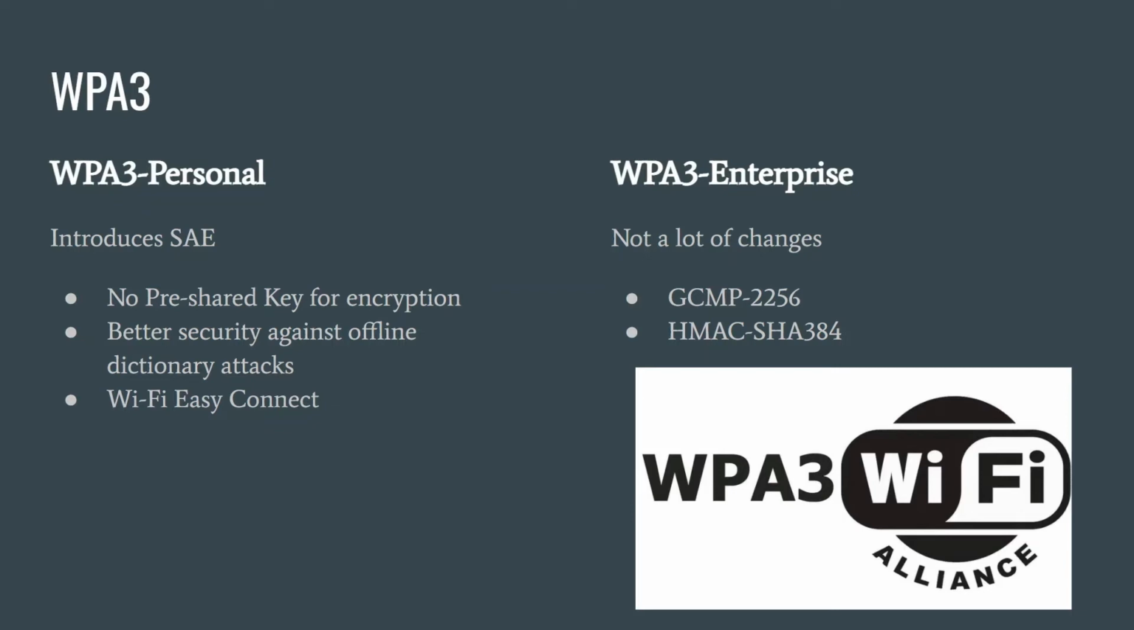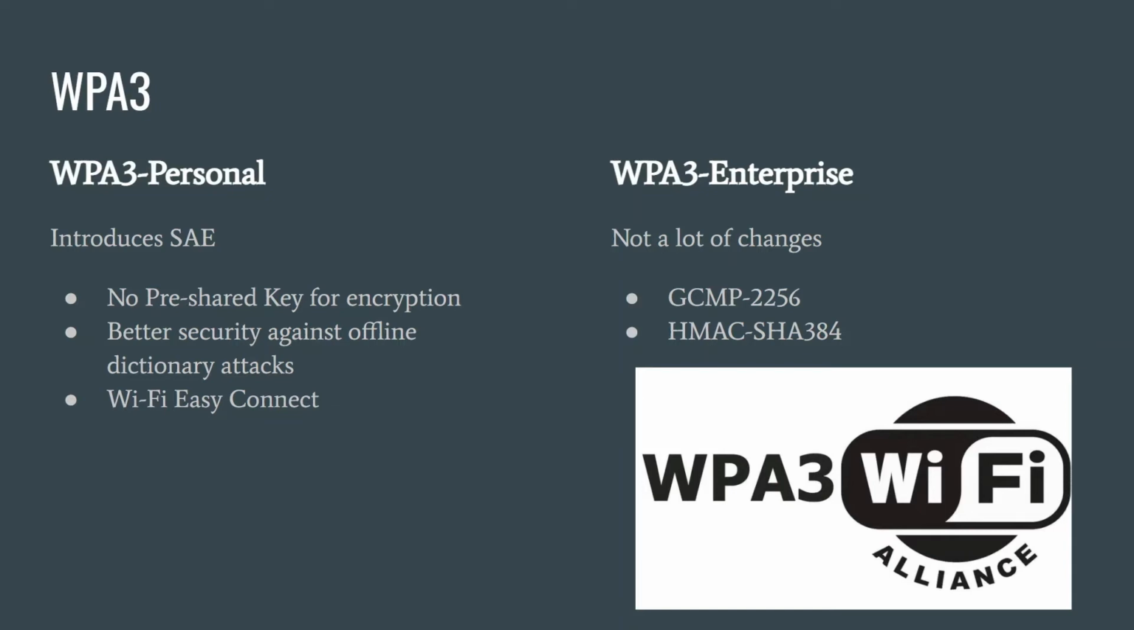Also coming to WPA3 Personal is support for Wi-Fi Easy Connect. This is a feature mainly for IoT devices, but the idea is that in the box your IoT device came in, there's going to be a QR code, and with your phone that's connected to the WPA3 network, you would take a picture of that QR code, and it would automatically add your IoT device. You wouldn't need to put in the password, which is a very common issue with IoT devices today. They don't have the ability to put in passwords, and you have to use a completely open network with them.